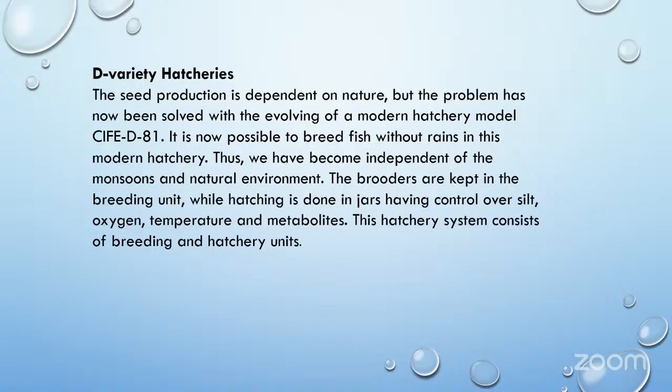Next is the D variety hatcheries. The seed production is dependent on nature, but the problem has now been solved with the evolving of the modern hatchery model CIFE D81. It is now possible to breed fish without rains in this modern hatchery. Thus, we have become independent of the monsoons and natural environment. The brooders are kept in the breeding unit, while hatching is done in jars having control over silt, oxygen, temperature, and metabolites. This hatchery system consists of breeding and hatchery units.